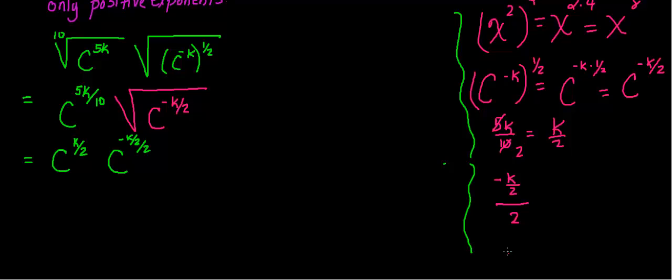Okay? This is what I have as my exponent. Now, we need to simplify this a bit. K over 2 divided by 2. What we have here is a division of fractions.